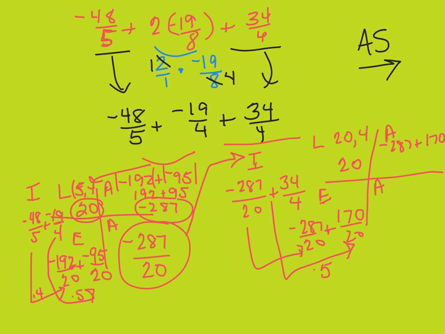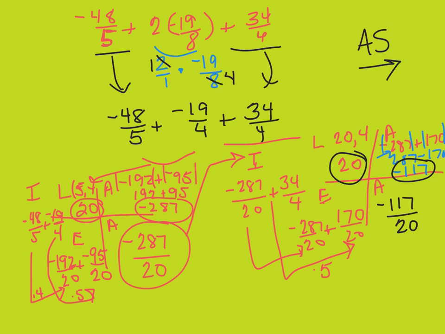Find the difference. So therefore, when I find the absolute value of both of these, I'm going to find the difference. So it's 287 minus 170. Well, 287 minus 100 would be 187. Take away 70 more gives me 117. The larger absolute value is my negative 287, so my answer is negative. I now have my numerator and my denominator, so I've got negative 117 over 20.